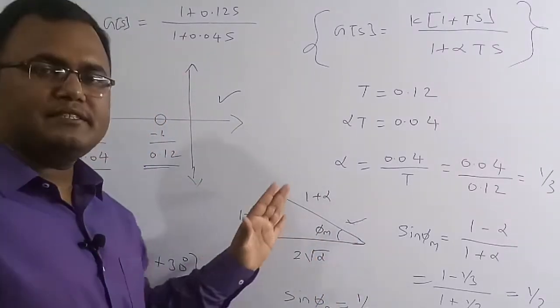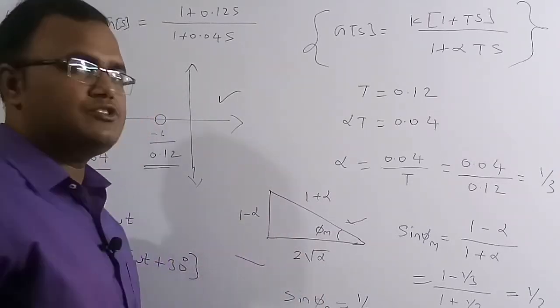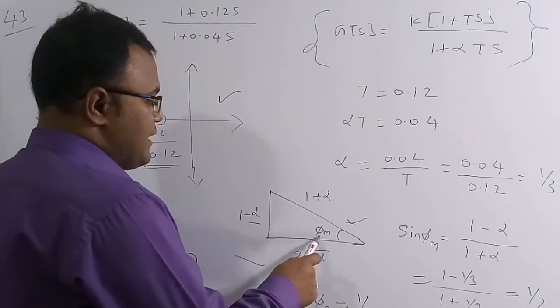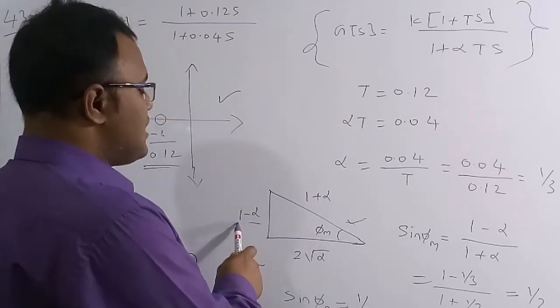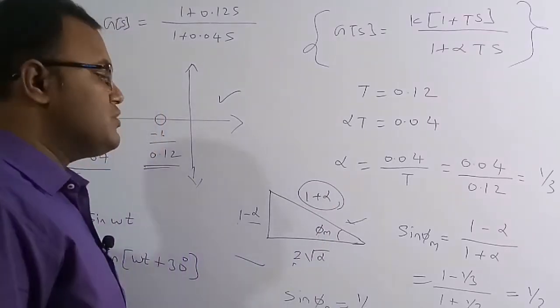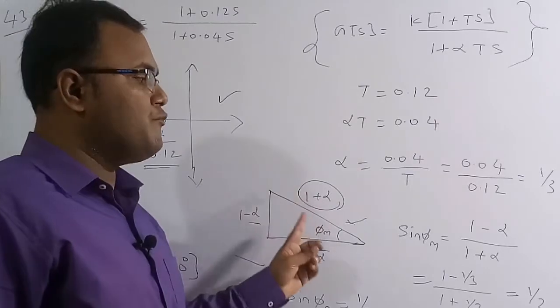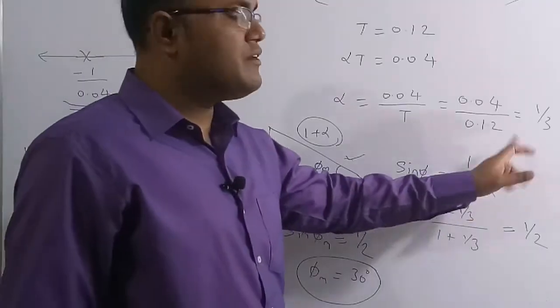So this is based on theory only, but for the numerical problem, if you remember this one, we can easily solve the question. So this is phi m, the maximum phase shift angle. This is 1 minus alpha, the base is 2 root alpha, and the hypotenuse is 1 plus alpha. Therefore sin phi m is equal to opposite by hypotenuse, which is 1 minus alpha by 1 plus alpha. We know alpha is equal to 1 by 3.